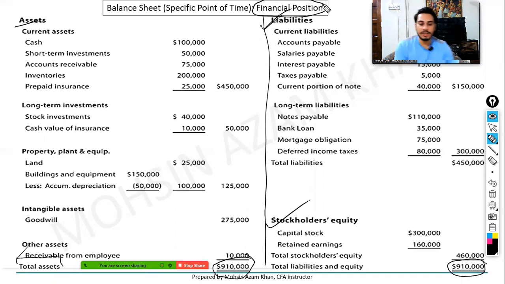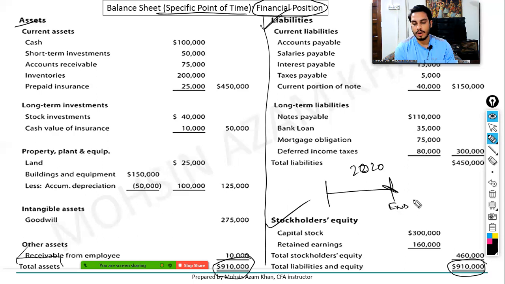Remember that the balance sheet is made at a specific point of time. It is not made for the year. Let's suppose Toyota 2020. The balance sheet would be made as at the end of 2020. How many assets does Toyota hold? How many liabilities does Toyota have? How much equity does Toyota have? So it is made at a specific point of time.